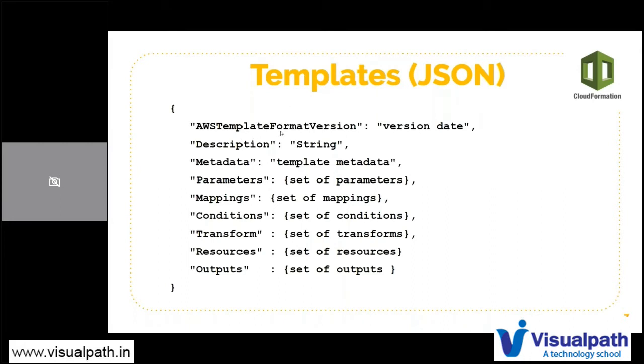You have AWS template format version. Here you have to specify the version, and there is really just one value to it, 2010 something, and this is optional. You can skip this. Description about the template is also optional. Metadata is some information about the template, like who is creating this template, for what purpose. Again, this is optional.